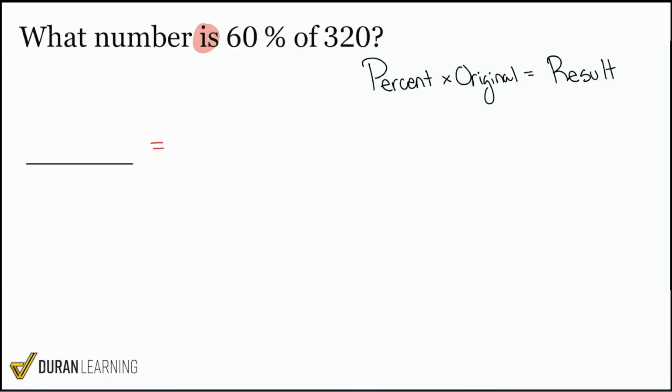And then right over here, this is the rest that we need. 60% of 320. The word "of," we've talked about this, it means multiplication. So with that said, this would be 60% times 320. So 60% of 320 gives us that resultant number.